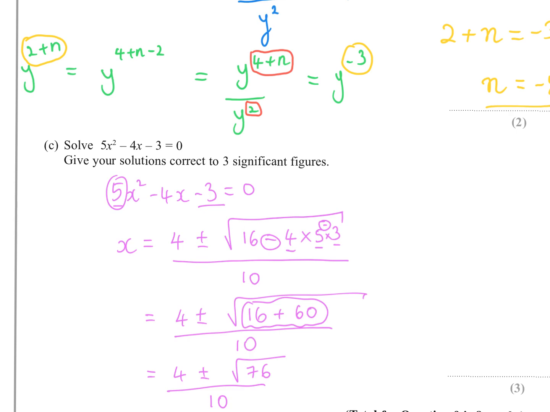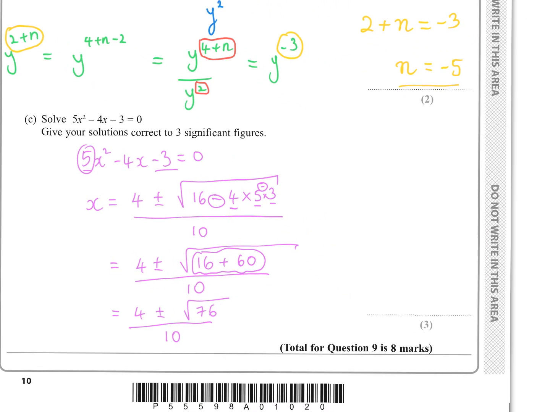And now I'm going to use the calculator for the first time. So I'm going to do this carefully. I'm going to do 4 plus root 76. I'm going to press enter or equals and then divide by 10. And I'm going to write down what the display is on my calculator. So I'm going to have x is 1.271779789.